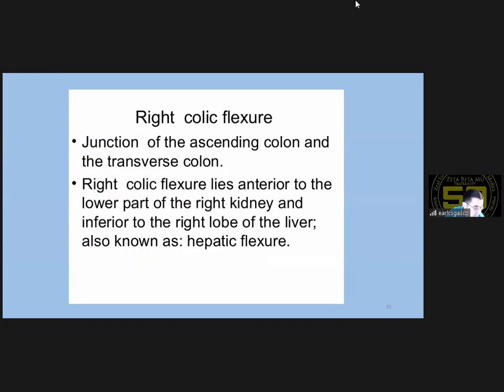After the ascending colon, we reach the right colic flexure, also known as the hepatic flexure, which lies anterior to the lower part of the right kidney and inferior to the right lobe of the liver.